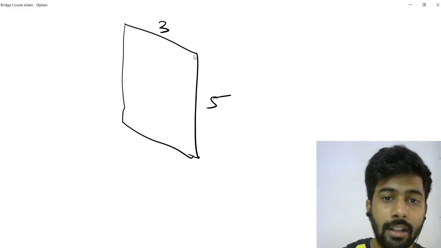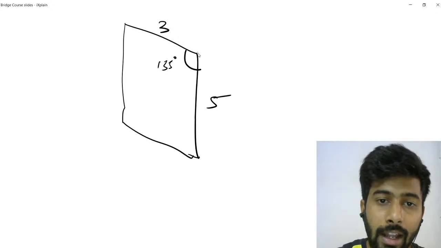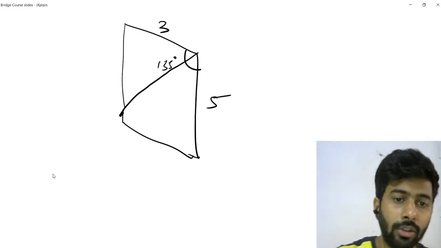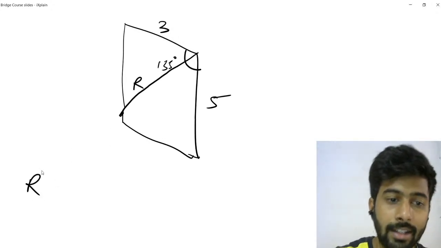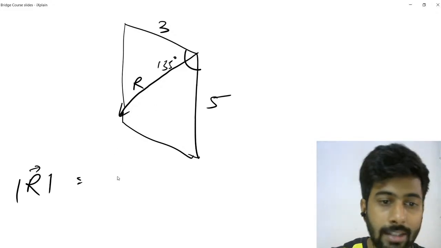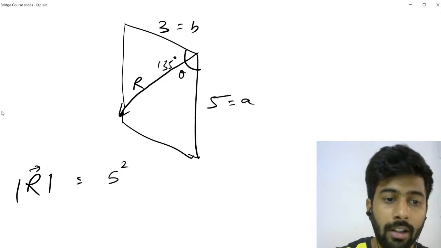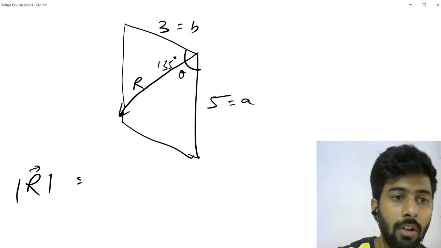The second vector is 3. I know the angle between them, 135, and I want the resultant. I know the formula for this. This is R, let's say. Then the magnitude of R, or the length of this diagonal, where this is A, this is B, and this is theta: R square is nothing but A square plus B square plus 2AB cos theta.